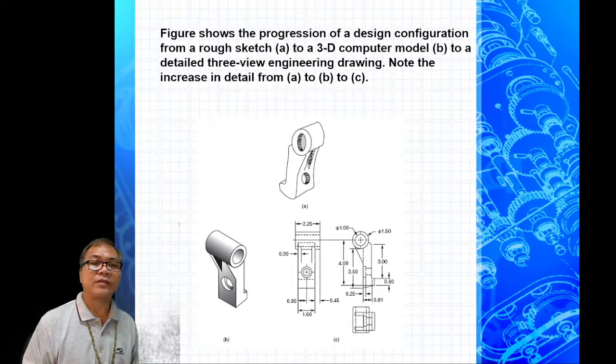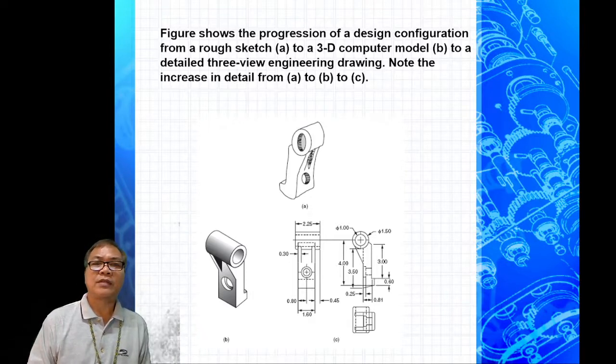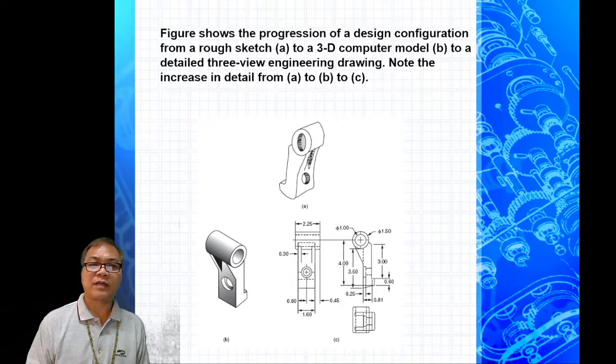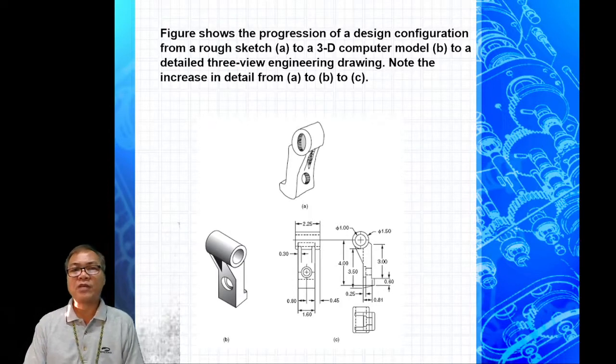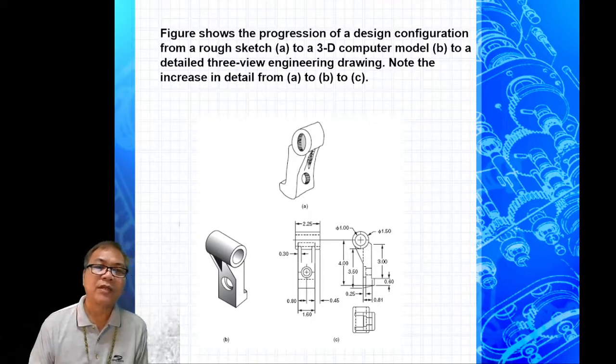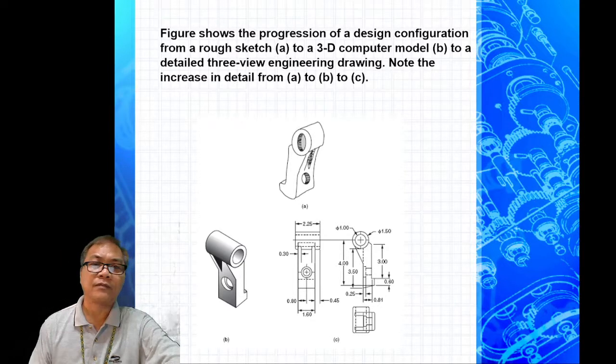Now, example here, no, this is a specific part. This is the progression of a design configuration from a rough sketch to a 3D computer model to a detailed 3-view engineering drawing. So gikan sa A, makita nato din ang detail, no, sa part. So first is that you have to sketch unsa may itsura sa imong specific part, sa unsa man ay porma niya. Then you can make it in detail, no, with all the dimensions, and then the isometric figure or drawing of that part.